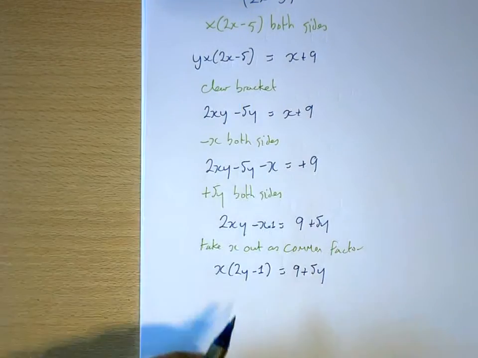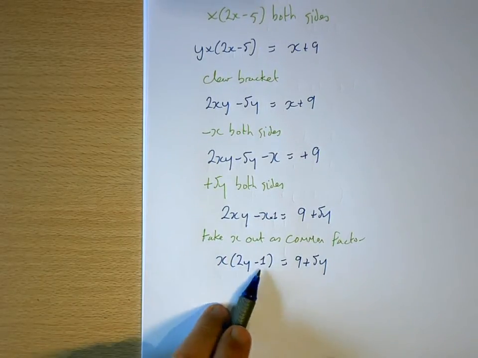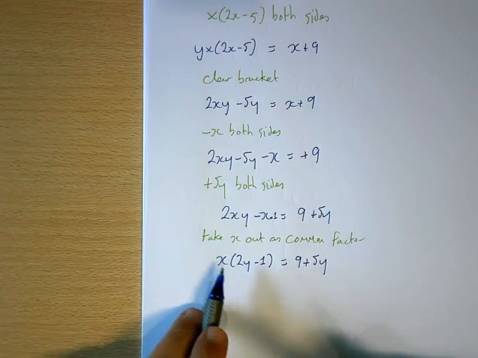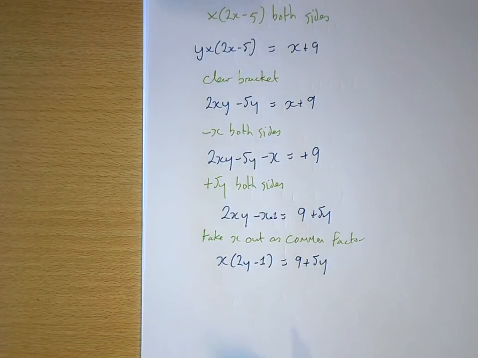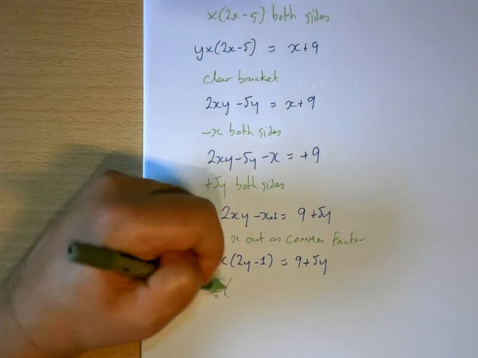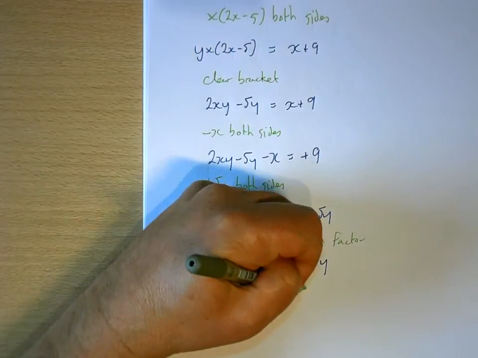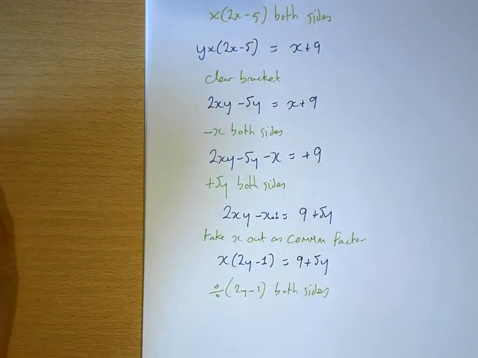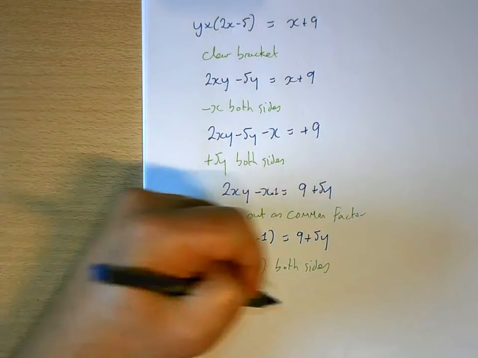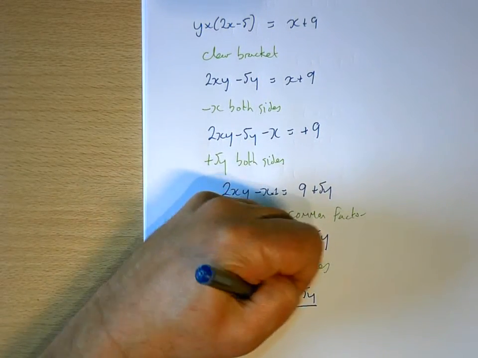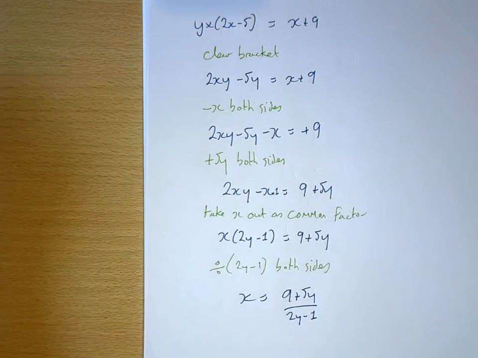Okay, so we're nearly there. X times all of that equals that. So to get the x on its own, I need to divide both sides by the contents of that bracket. So divide by 2y, take 1, both sides. Leaves x on its own on that side, and on the other side we get 9 plus 5y over 2y, take away 1.